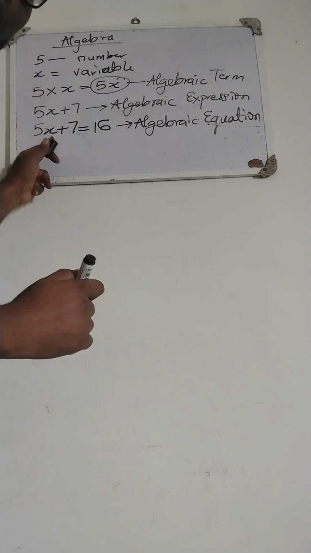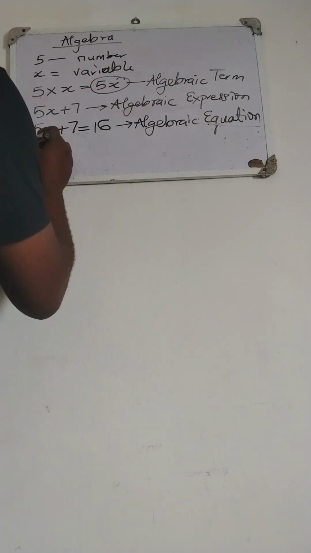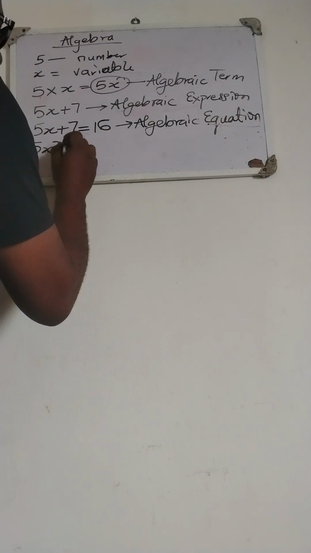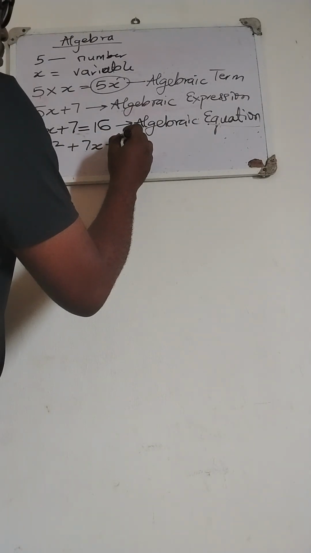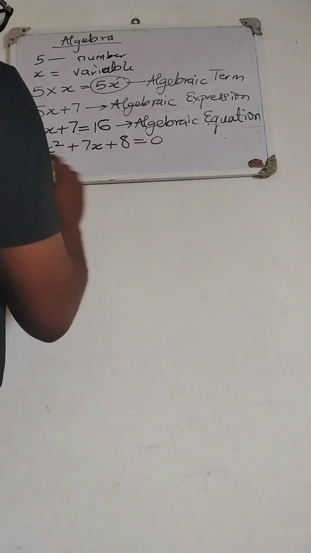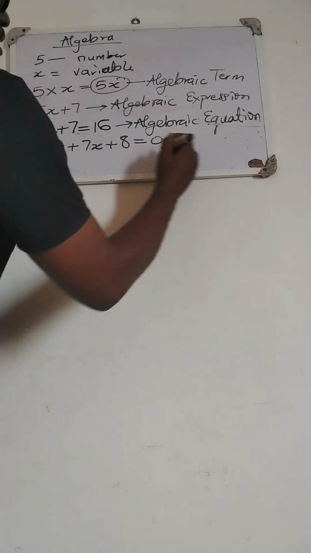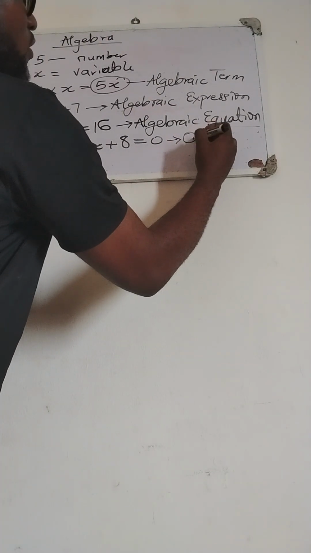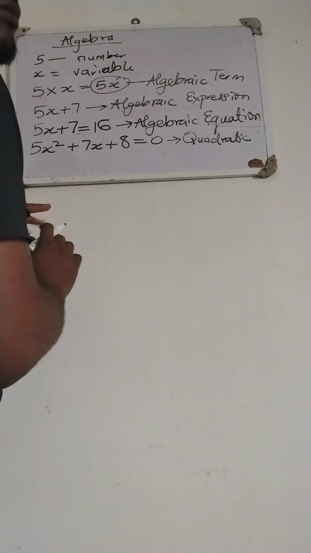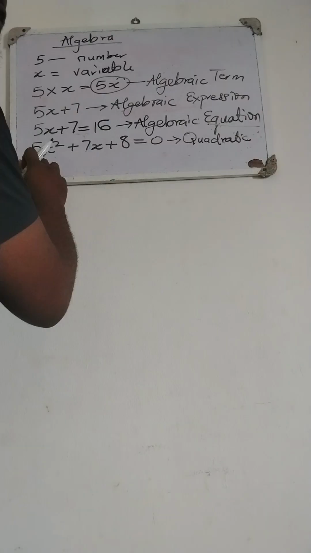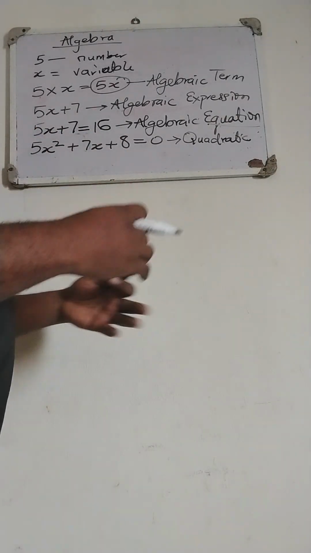Now, when the variable is in the power of 2, like we have 5x squared plus 7x plus 8 equals 0, because x is to the power of 2, this becomes a quadratic equation. Because it is to the power of 2, it makes it quadratic.